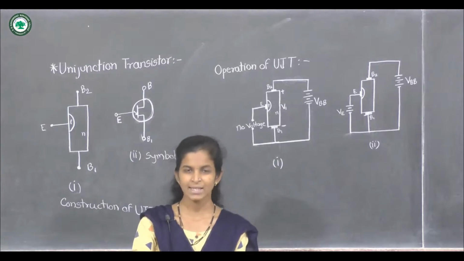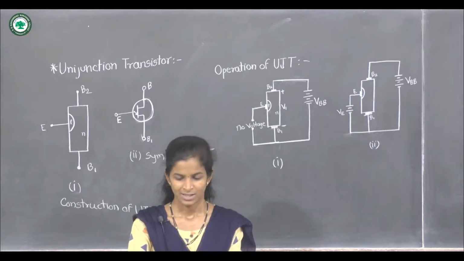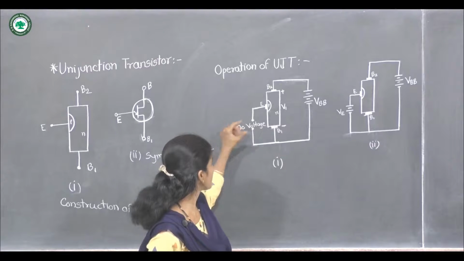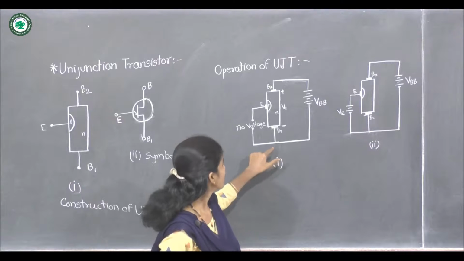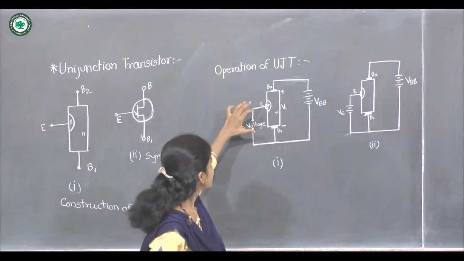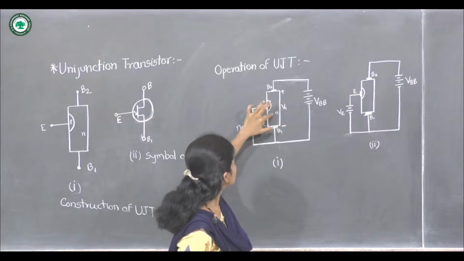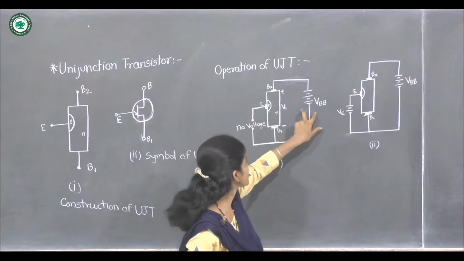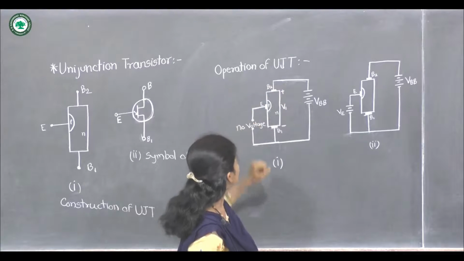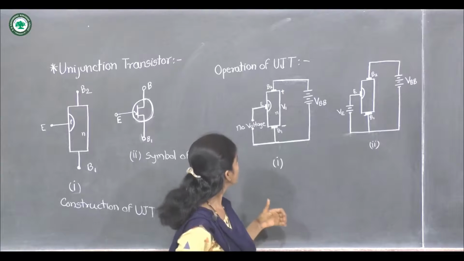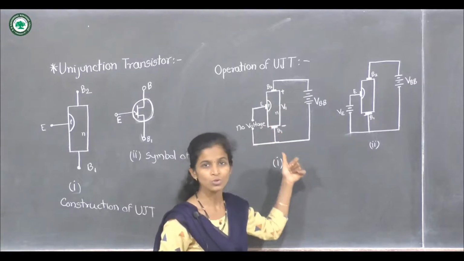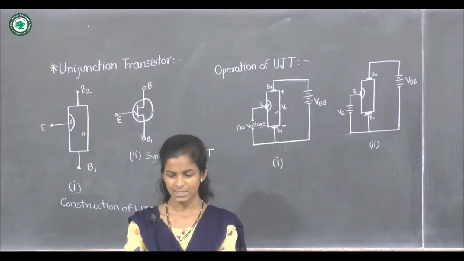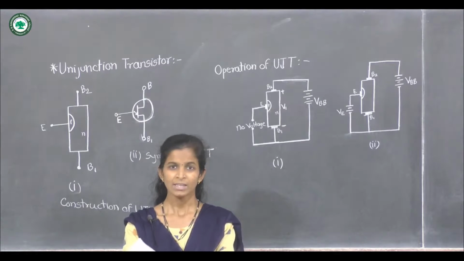So in this case, as the emitter junction is open, or no voltage is applied between emitter and base, there is only conduction of charge due to the voltage applied between base B1 and B2. The electrons will flow from base B2 to base B1. Then we will discuss the next case.